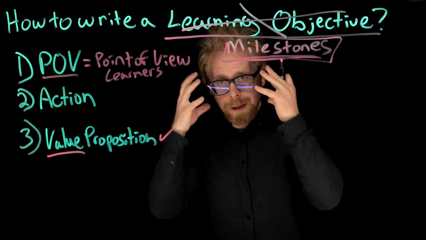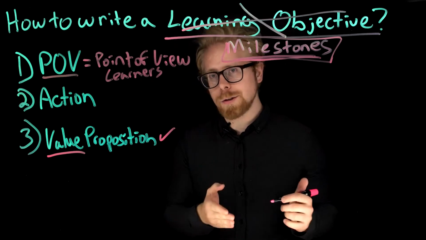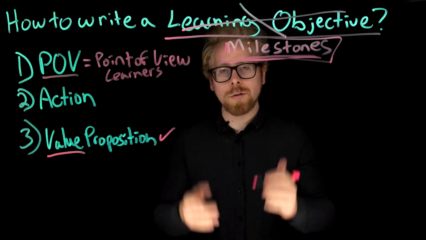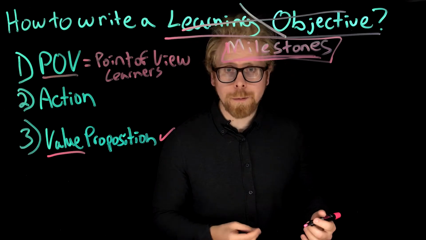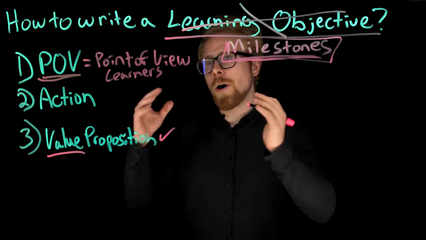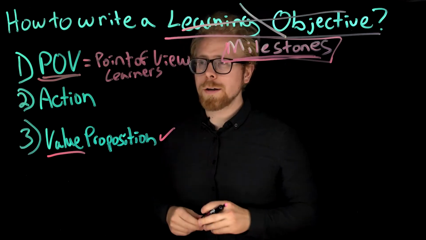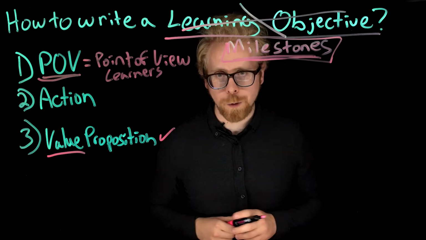By retooling your thought process here and thinking, what are the milestones that my learners are going to go through while taking my course or e-learning program, you are already going to make sure that you are tackling the point of view or POV of your learners. So that's the first part here.